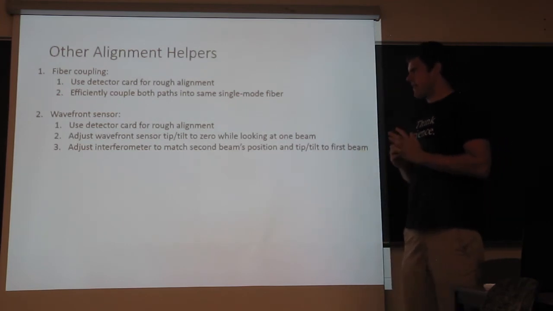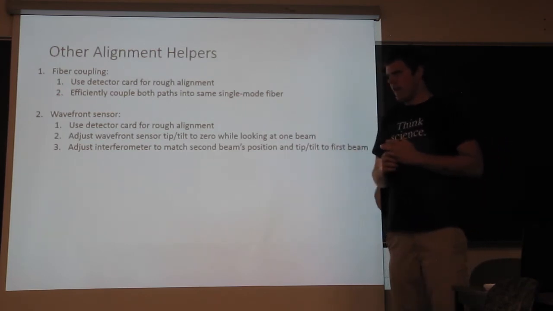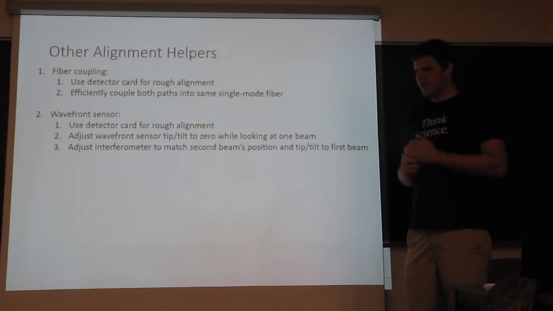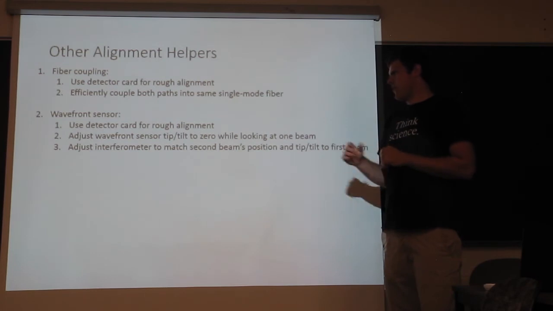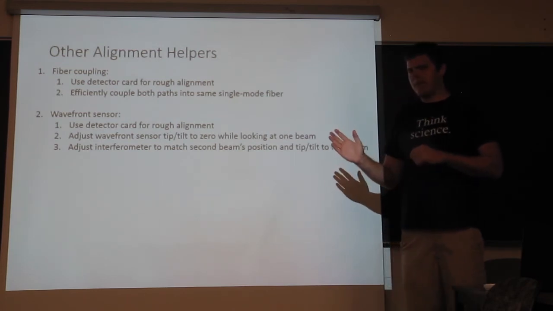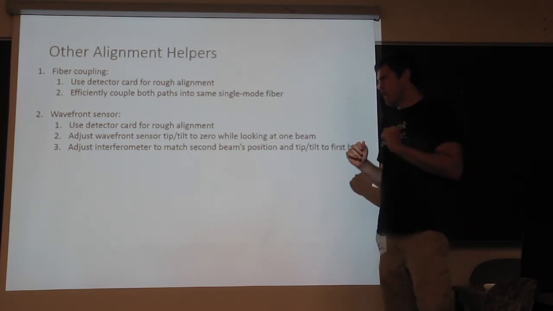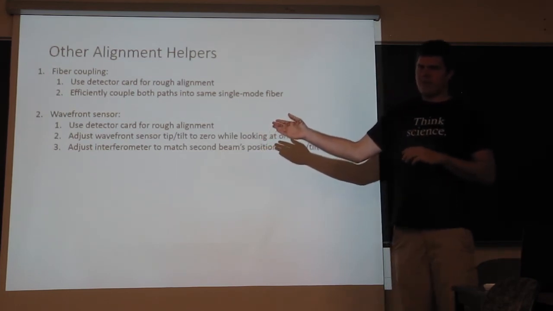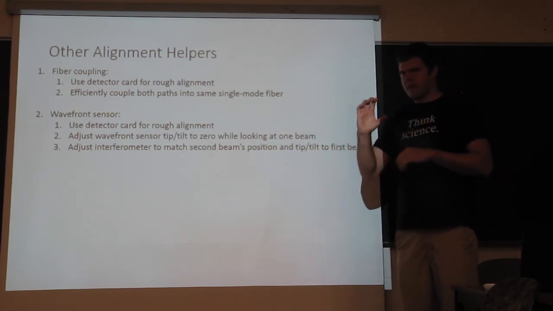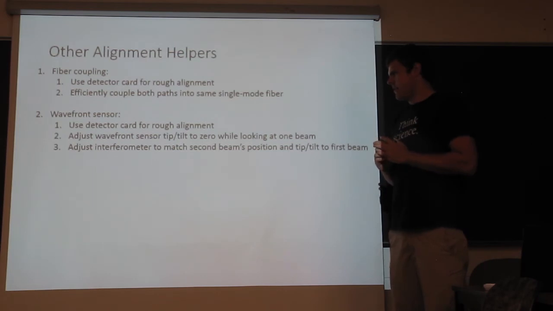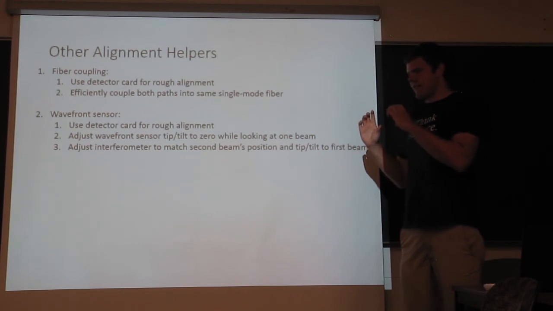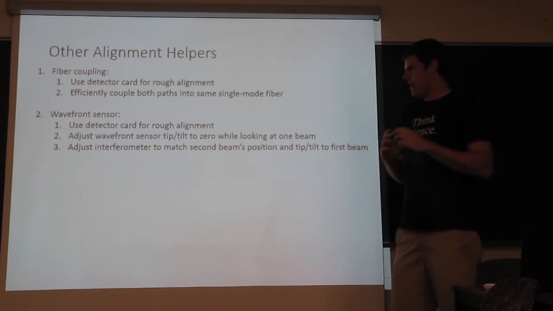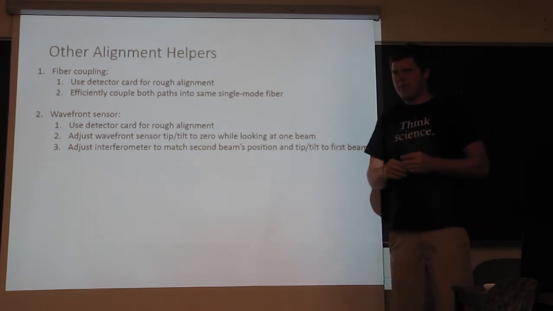Better than that, I think, is if you can use a wavefront sensor to look at the two beams. One useful way to do that is to make one beam your reference beam, where you adjust the wavefront sensor's tip and tilt to 0, and you mark where it is on the screen. And then you adjust the other beam so that it has the centroid in the same position as the first one, and the tip and tilt is 0. At that point, the two beams are in the same spatial mode.